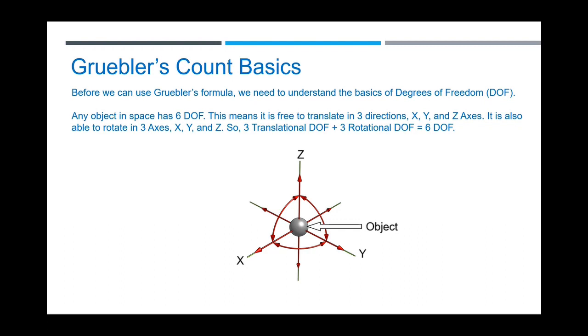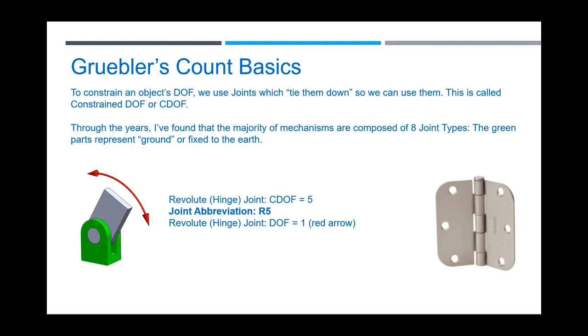So let's look real quick at what Gruebler's count starts off with. We are familiar with the degrees of freedom, right? Each object in space can translate in XYZ, and it can rotate in XYZ. So 3 + 3 is 6. That's for one moving part. So let's go through the basics of all the joints in the mechanism. Everybody recognizes the hinge joint. The part by itself is 6 degrees of freedom, but if you attach it to a hinge and to ground, you subtract 5 off of that, then you have 1 degree of freedom in your system, right?